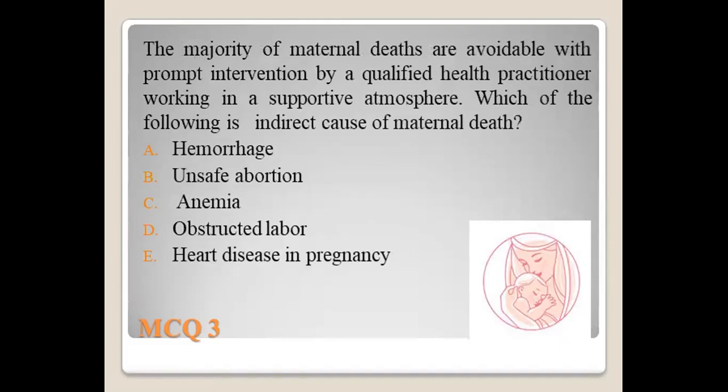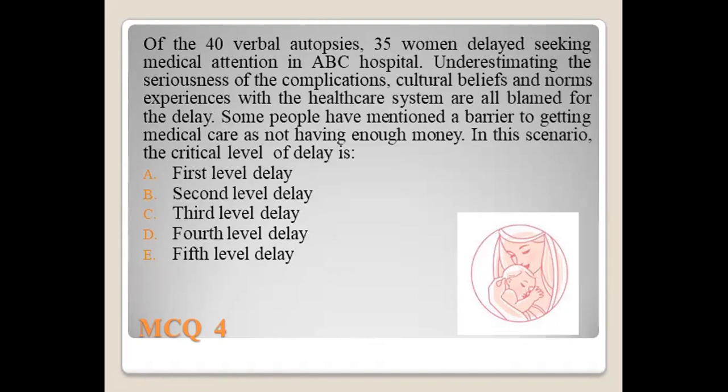Which of the following is an indirect cause of maternal death? A, hemorrhage; B, unsafe abortion; C, anemia; D, obstructed labor; E, heart disease in pregnancy. As I already mentioned, indirect causes of maternal death are heart disease in pregnancy, other diseases, and malaria. Therefore, E will be the correct option, whereas all other causes are direct causes of maternal death.